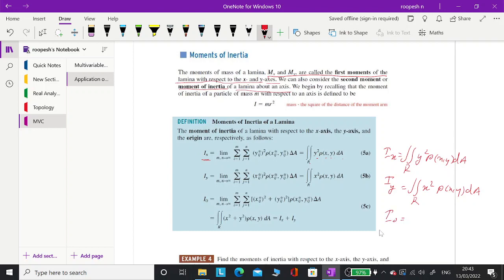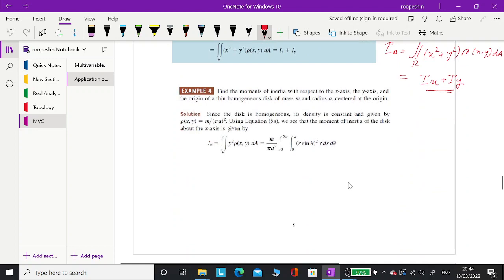Right? Now about the origin. About the origin means it's nothing but double integral over r x square plus y square into rho xy dA. Right? That means it's nothing but Ix plus Iy. So moment about origin means you can directly calculate as a double integral, or else you can have your moment about x-axis, moment about y-axis, and just add it. So here is one example.